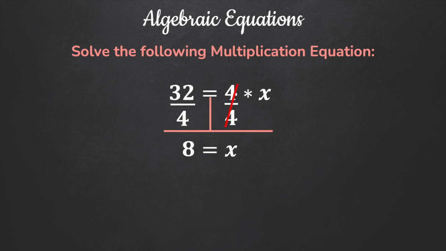Now, if we went back to substitute, we would get 32 is equal to 4 times 8, which is true, meaning that 8 is our answer. x is equal to 8.